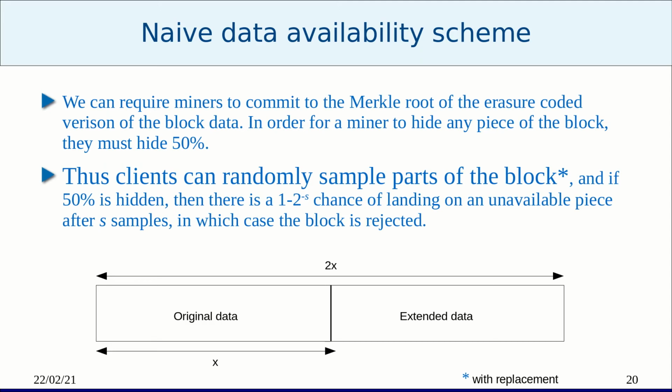So after one sample, there's a 50% chance. After two samples, there's a 75% chance of detecting an invalid or unavailable block. After three samples, it's an 87.5% chance, and so on and so forth, until if you keep doing more samples, you get a very high probability guarantee that a block is available, or that you have not landed on an unavailable piece. There are no unavailable pieces in that block.